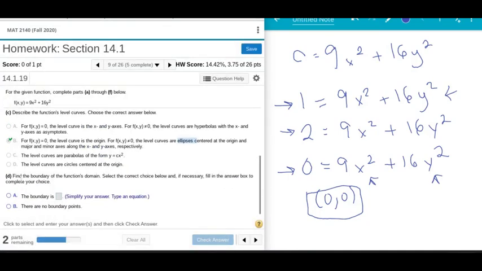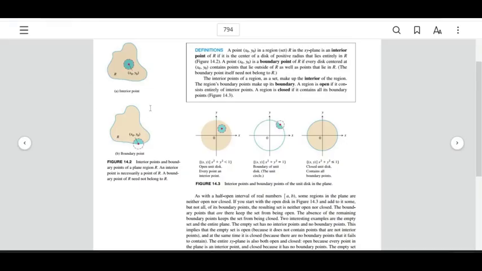So then part D, find the boundary of the function's domain. Now, let's go to the book really quick. Okay, so in our book, we have some information here about boundary points, and it's fairly intuitive what you might think a boundary point is. It's a point on the boundary, but there's a pretty mathy definition for it. Basically, it's considered a boundary point if you can draw a disk around it, an open disk, like this little circle here, and part of it's inside your region. The region is, think of it like the domain. Part of it's inside the region, and then part of it's outside the region. So that's the more technical definition for the boundary point.